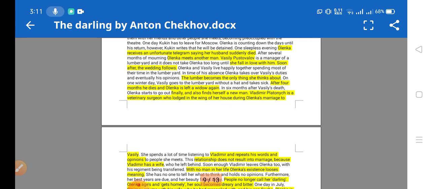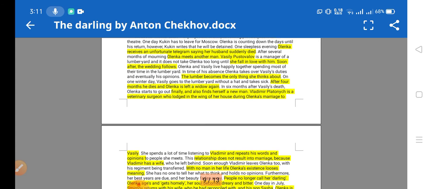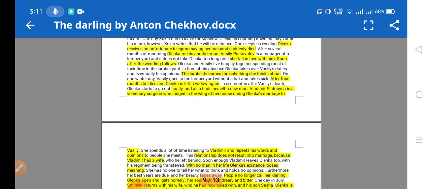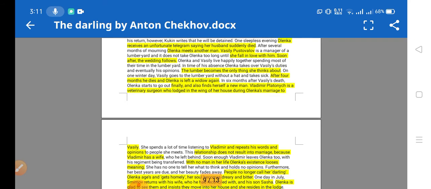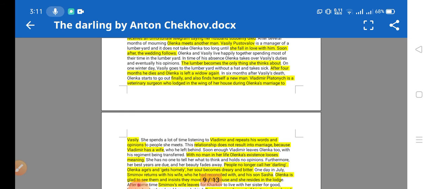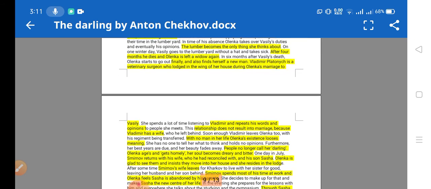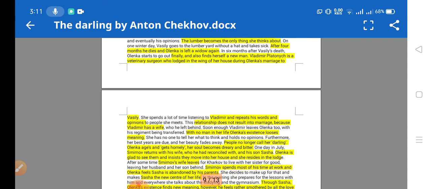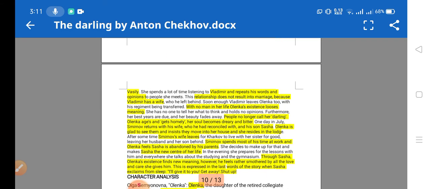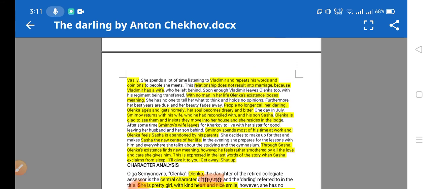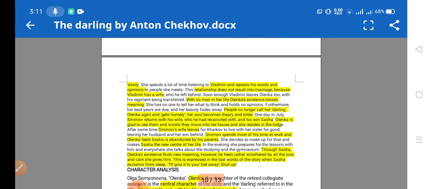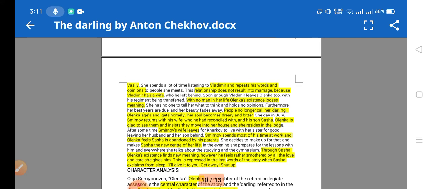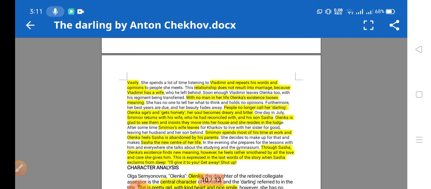And what happened, finally she found herself a new man called Ledema, a veterinary surgeon who lodged in a wing of her house during Olenka's marriage to Vasily. Okay, don't get confused by these names. These are Russian names, and they use different titles for the same person.